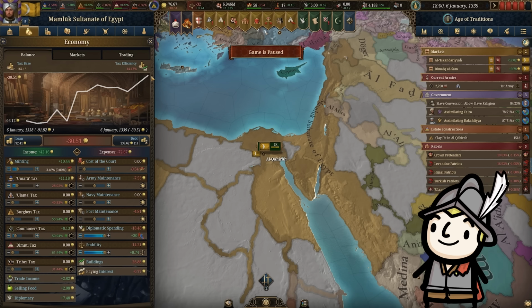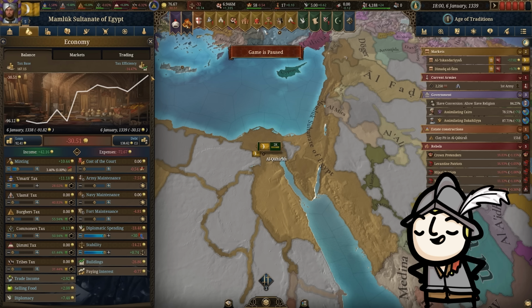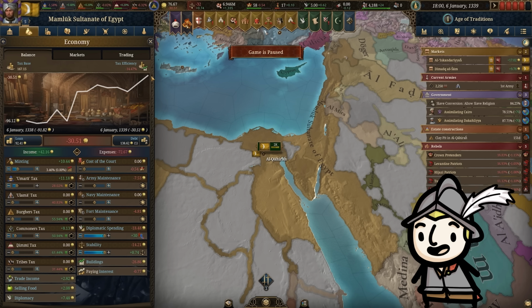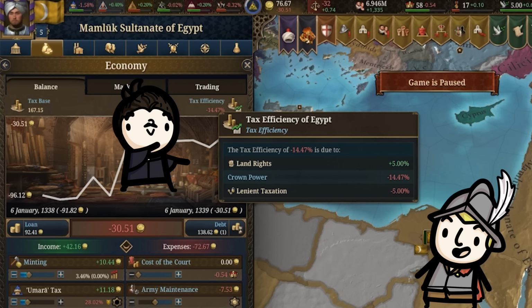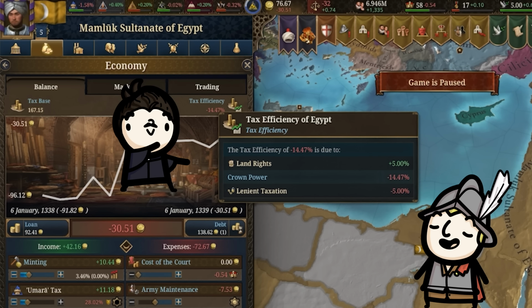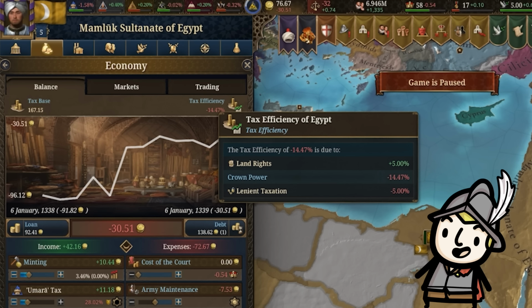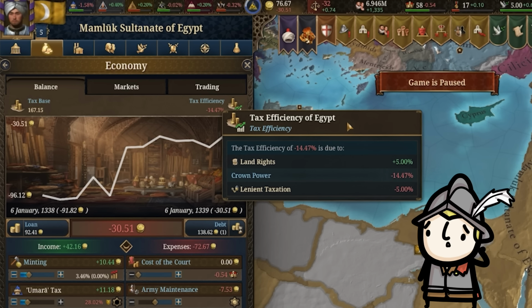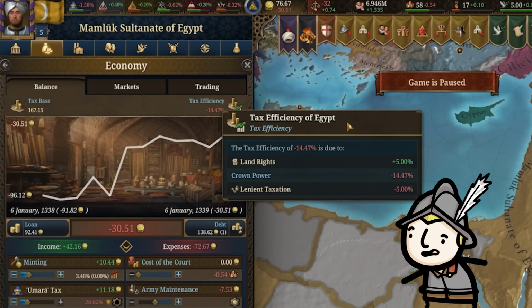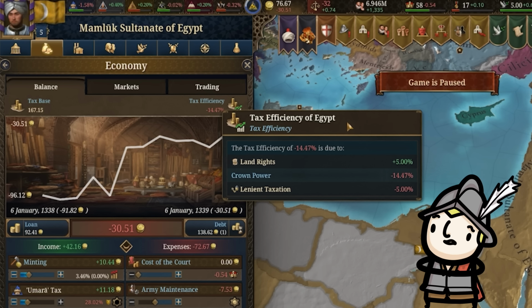And finally, there are modifiers that are applied at a national level. An example of that is back on the balance sheet here with tax efficiency. You could think of tax efficiency as sort of a force multiplier for the tax base that is created from all of your locations. In this case, we actually have a negative tax efficiency. This is being generated because of our extremely low crown power and a law we have in effect.